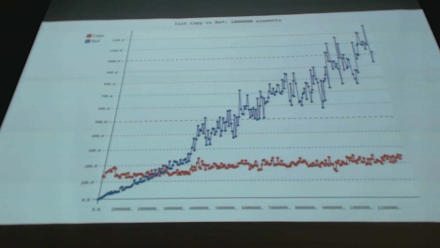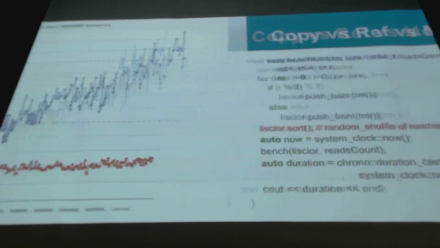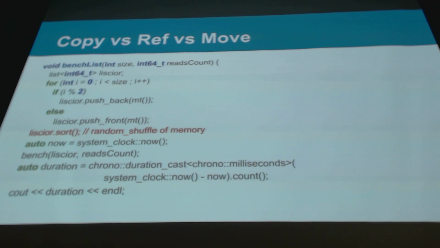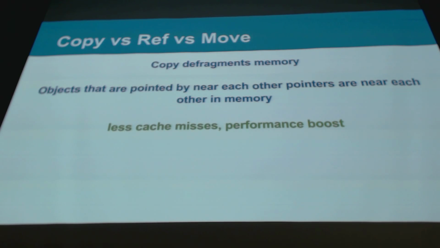It's that after we sorted the list, we just made a random shuffle of the memory, right? We ordered the things, but now when we are iterating over this, everything is somewhere else, right? So copy can defragment memory in that way. It can pack things together, and after doing copy, we will get fewer cache misses and a performance boost.